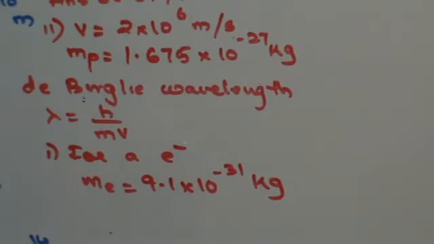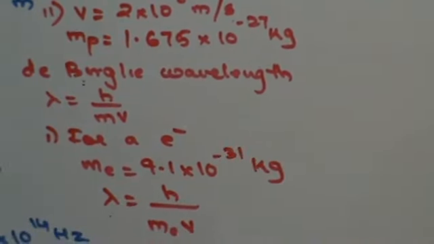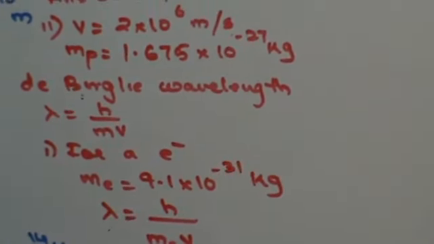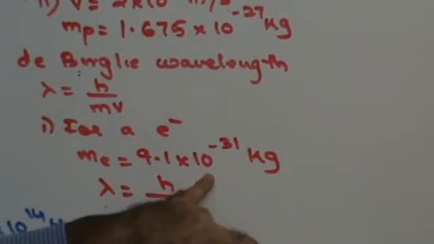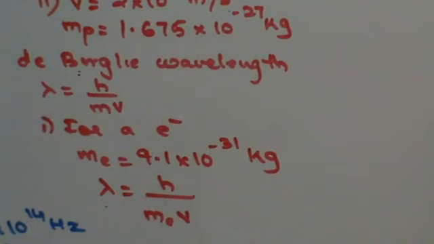Straight apply the formula. Lambda will be h upon m_e into v. h is Planck's constant, which we know by heart is 6.63 into 10 raised to minus 34. Mass of the electron is known to me, velocity is known to me. I should be able to get this answer.